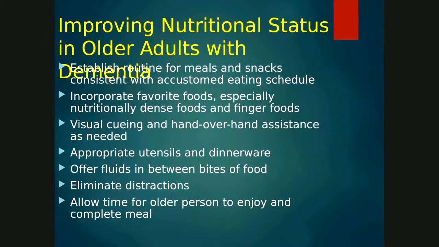Offering fluids in between bites of food, and that's because, as we talked about in the GI lecture, there's less oral secretions as you get older, and so you have a higher risk of aspirating or choking, especially from eating large boluses of food. So making sure you have sips of fluid in between bites, and that they don't take in too large a bolus, taking small bites at a time.